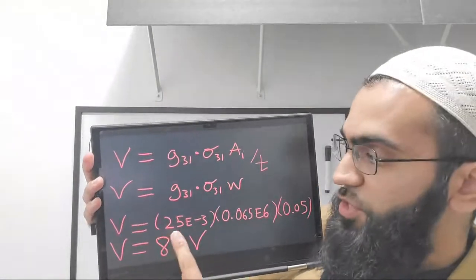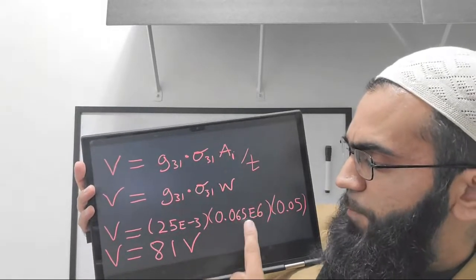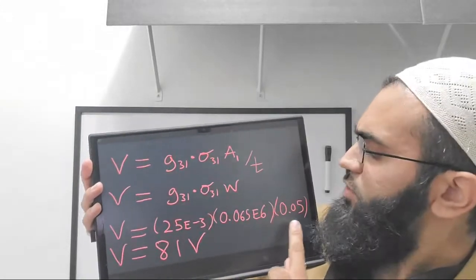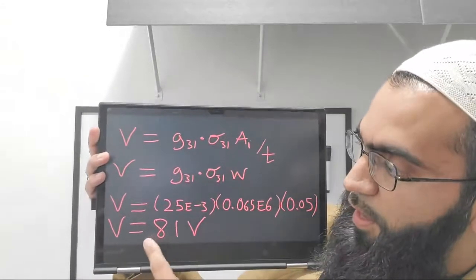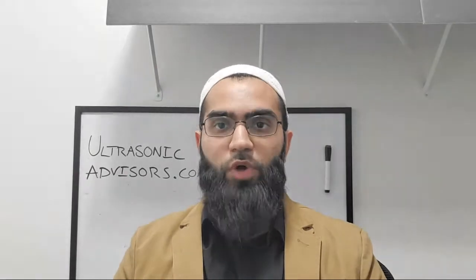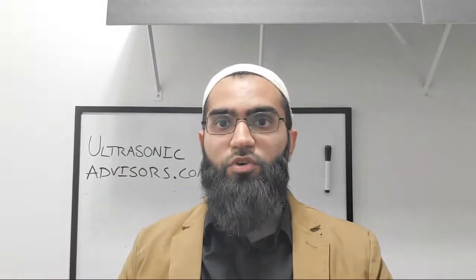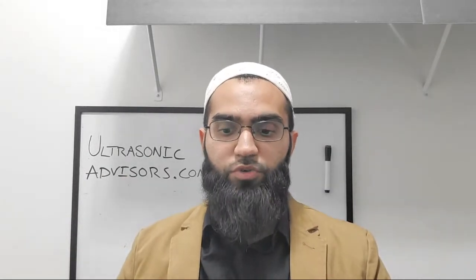So we lose that thickness, so we just have width. We carry on these equations, the G31 constant, 25 e to the minus 3, the stress, 0.065 e to the 6 megapascals. And then the width, which is 50 millimeters, gives us 81 volts. So here something really happened, which was quite powerful. We use our knowledge of piezoelectric materials and the basic equations in order to calculate voltages. Now we can understand how much forces and voltages that we expect in our piezoelectric device.